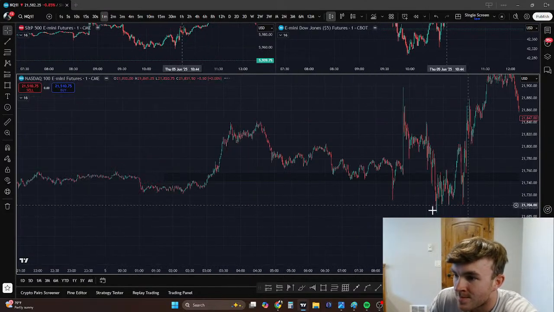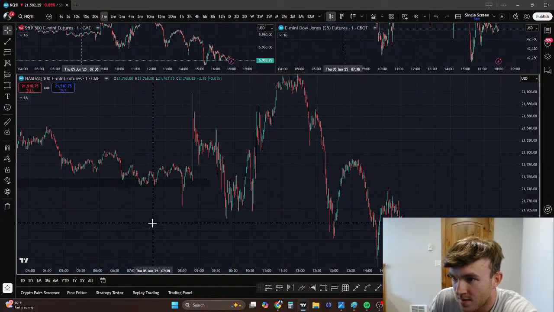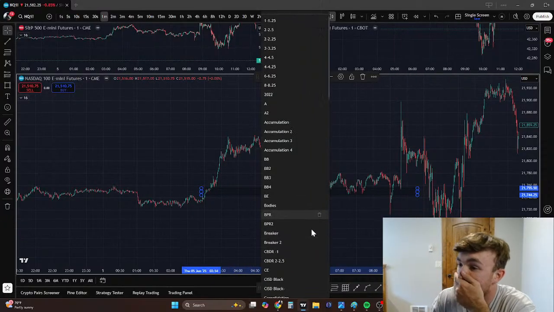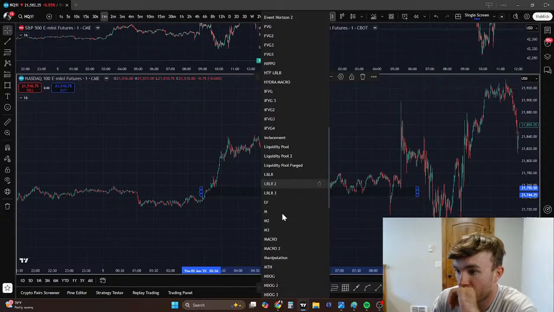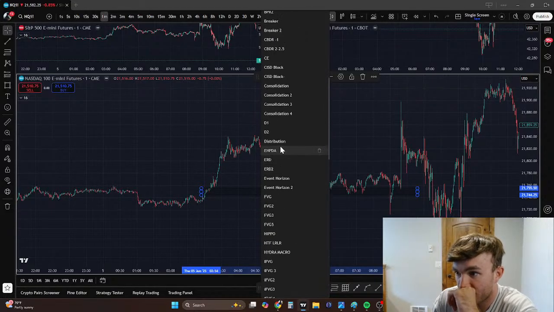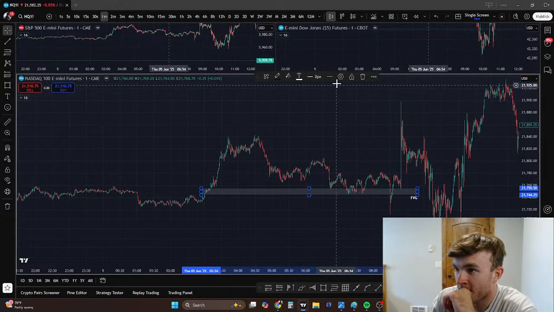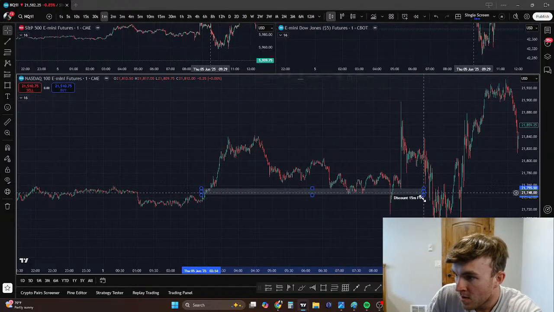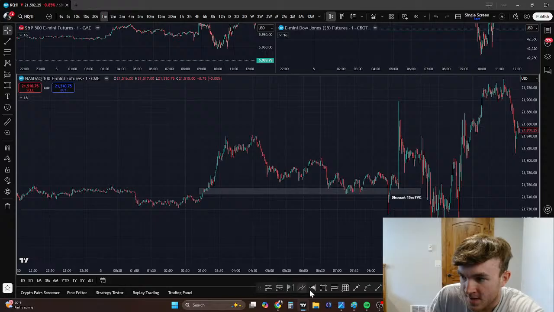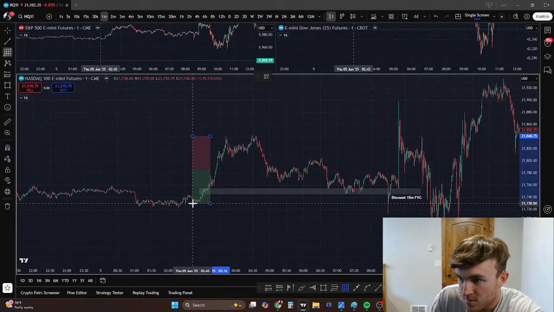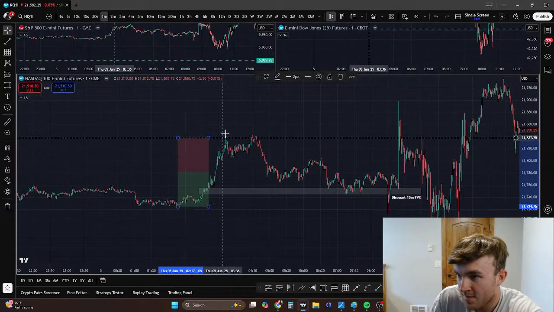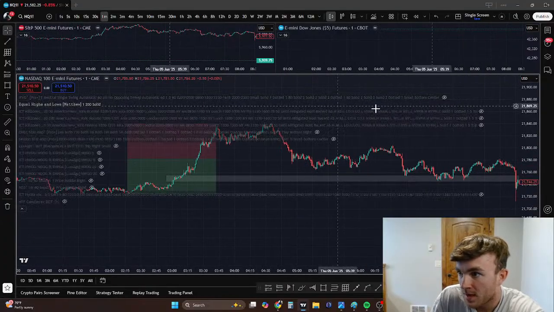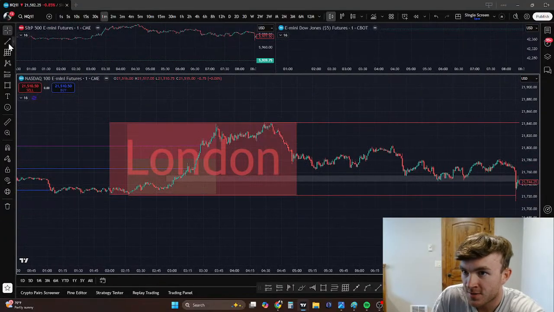I mean, maybe this would work. So 15-minute fair value gap and discount. Okay, 15-minute fair value gap. And then we can measure this out from premium to discount. So we got discount, 15-minute fair value gap. And then sweep of external liquidity, so London here.